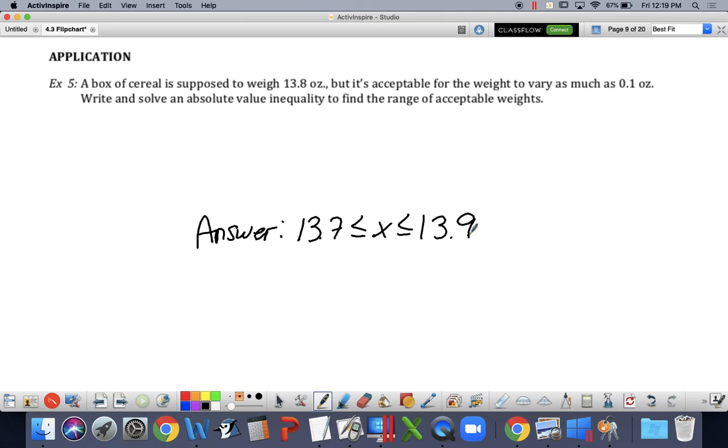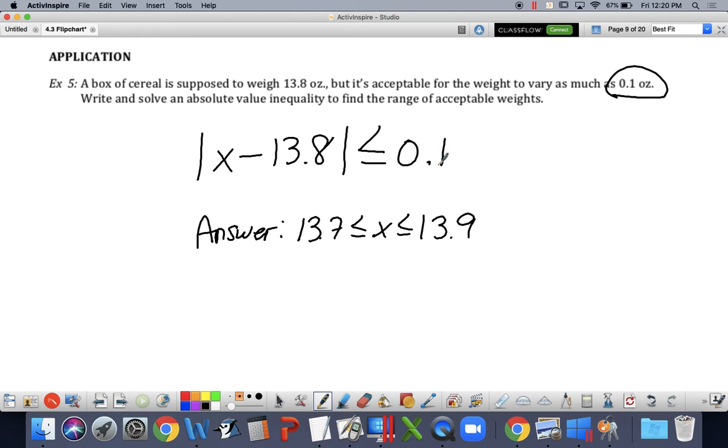So how do we write these as an absolute value inequality? Here's how you do it. It follows the same process. So you first have your absolute value and then x. You subtract whatever is the perfect amount, that is the perfectly weighted cereal box. You end your absolute value. And because my range is a less than answer, the difference from 13.8 has to be less than or equal to whatever your threshold is, 0.1.